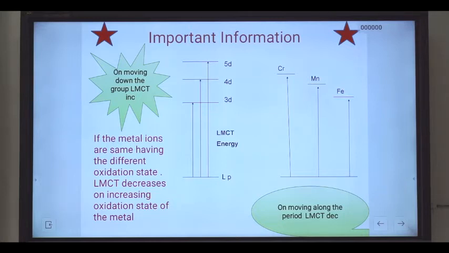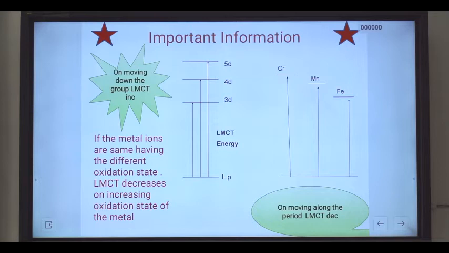But when we consider moving along the period, like chromium, manganese and iron, with chromium having atomic number 24, manganese atomic number 25, and iron atomic number 26, what will happen? LMCT will go on decreasing. The next important point is, if the metal ions are the same but have different oxidation states, then LMCT decreases on increasing the oxidation state of the metal.